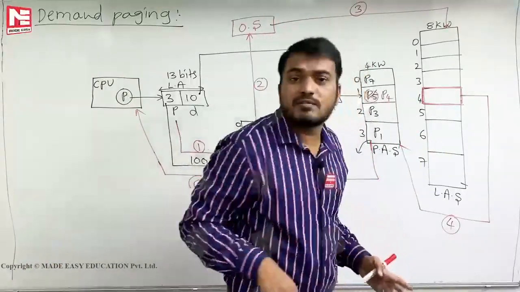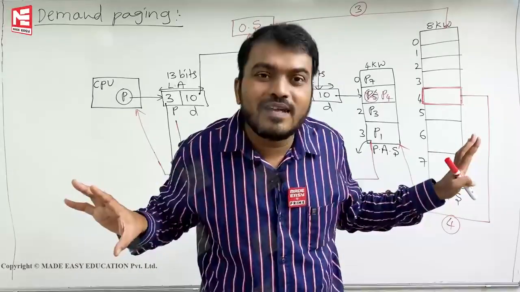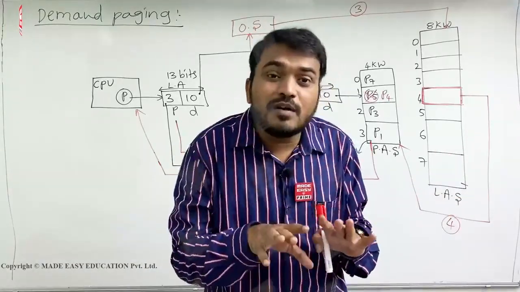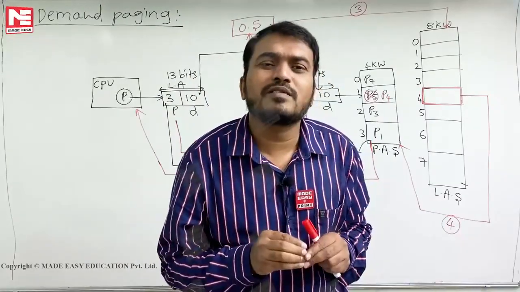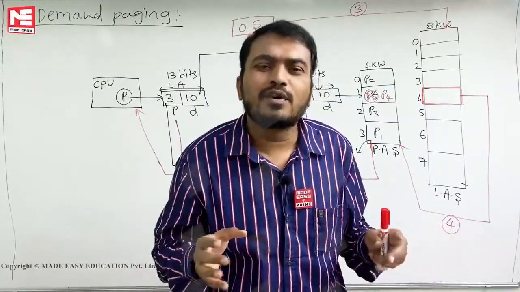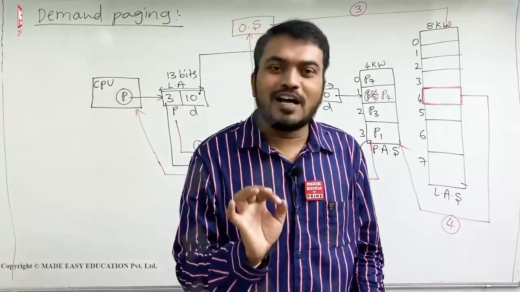So if you bring the entire process into main memory, you will have only a less number of processes in the main memory. When you have less number of processes in the main memory, degree of multi-programming will decrease and your system performance will become very slow. Your computer will run very, very slowly.